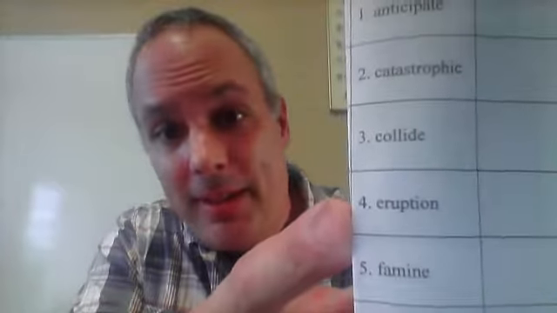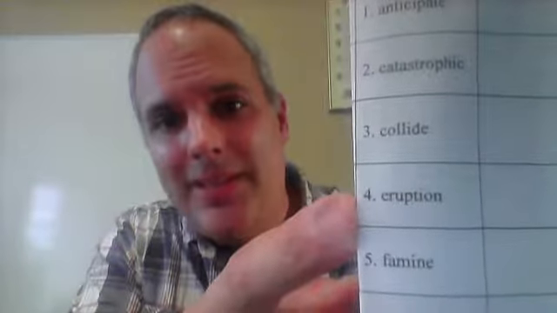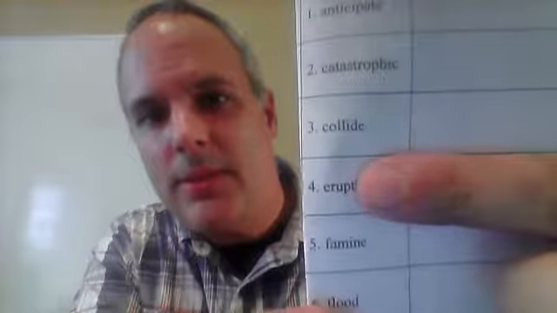Eruption. Okay, this is a noun again. The verb is erupt. Okay, that's a verb. We use this for volcanoes. Okay, the volcano erupted. Okay, Krakatoa or Pompeii, like all these famous volcanoes. Okay, they erupted. They have an eruption.